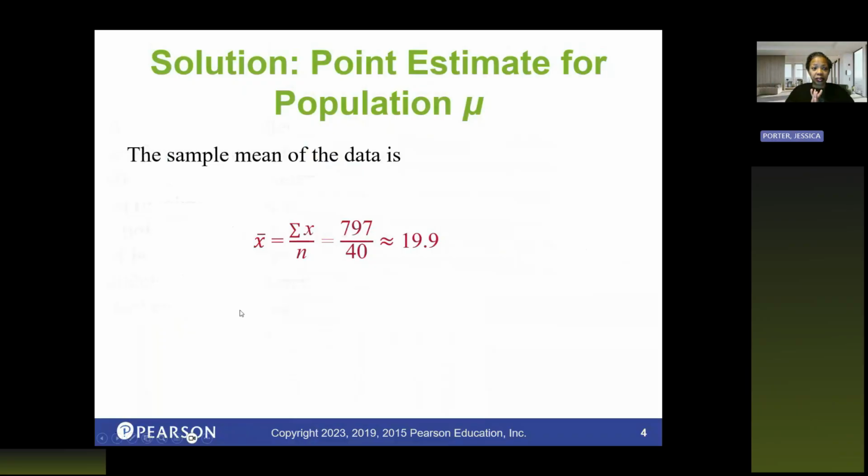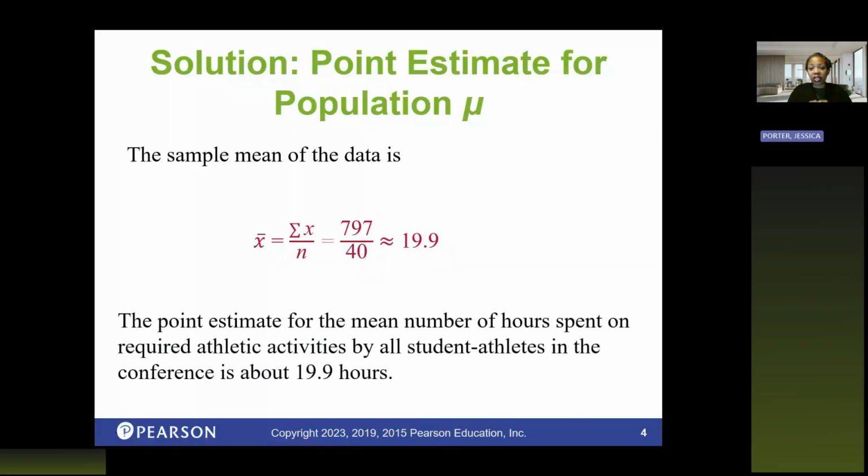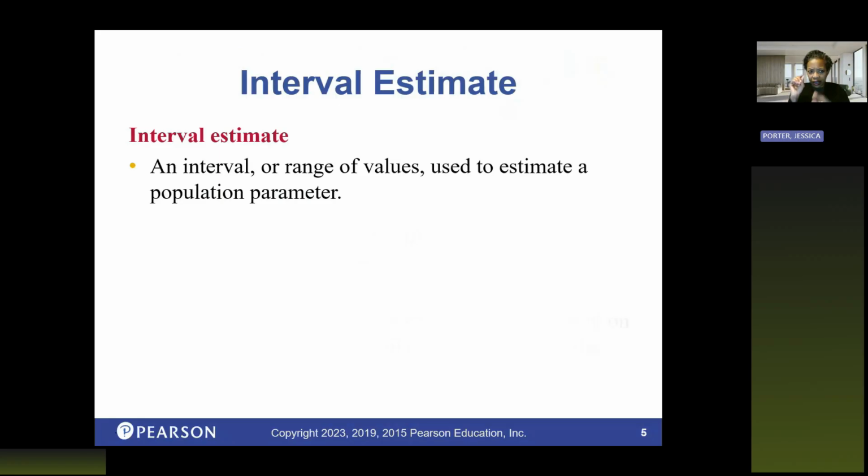And that's the sample mean, 19.9. That means the point estimate for all student athletes is going to be 19.9. Based on this sample, we're going to say that the mean number of hours of required athletic activities for all the student athletes is 19.9. That's going to be important as we move forward. It may seem a little bit discombobulated here in the beginning, but just hang with it and we will get into some good stuff.